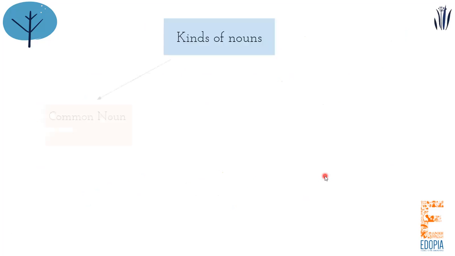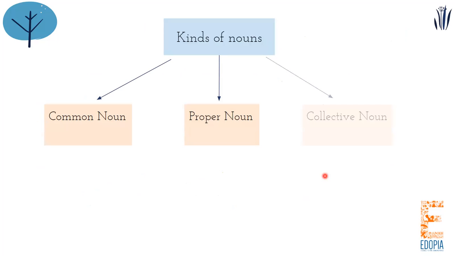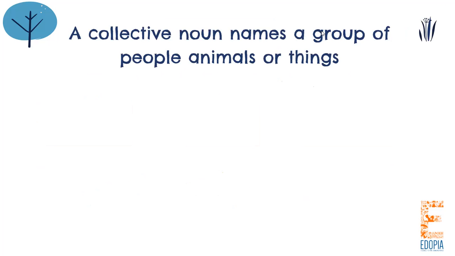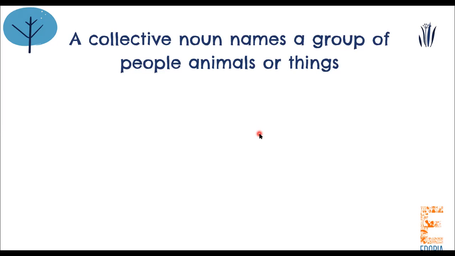The two kinds of nouns, common nouns and proper nouns, we have studied before, so we did not go into much detail this time. But let's talk about another kind of noun, which is a collective noun. Let's see what is a collective noun. A collective noun names a group of people, animals, or things. So when there is a group of things or people or animals, we use one word to name them.